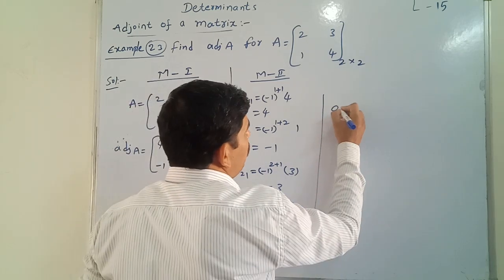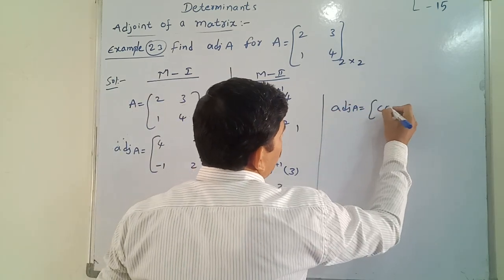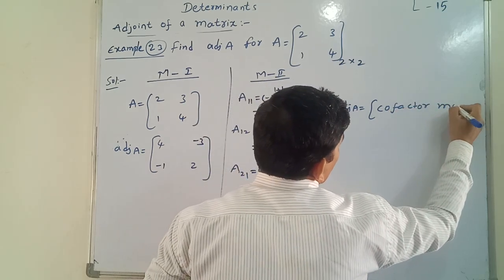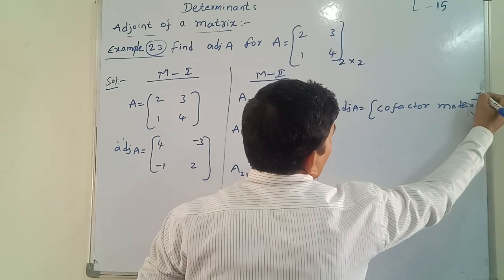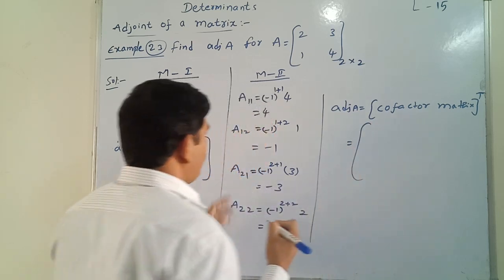We know the formula: adjoint A is equal to the cofactor matrix whole transpose. T means transpose. Remember this. So we are writing the cofactors first.